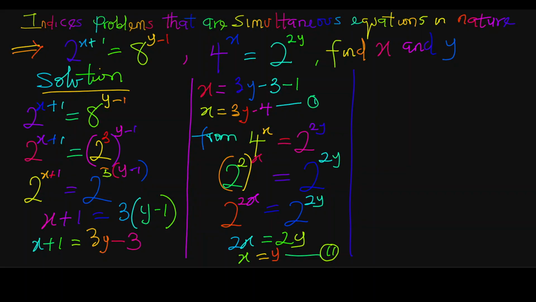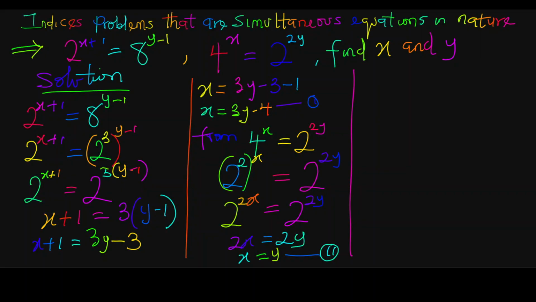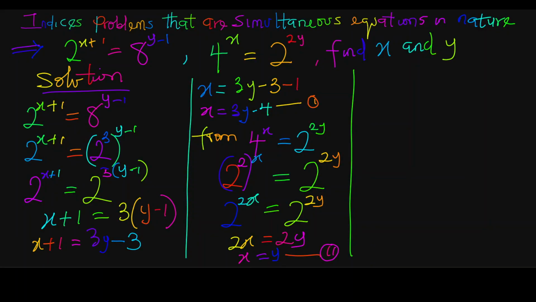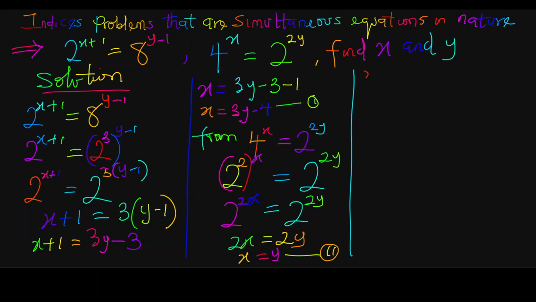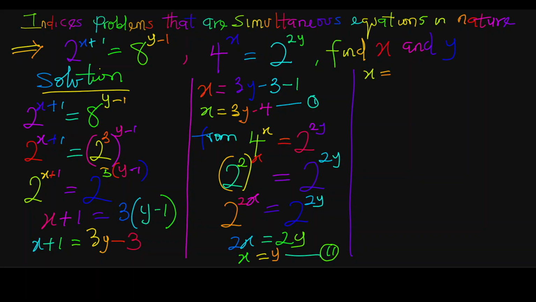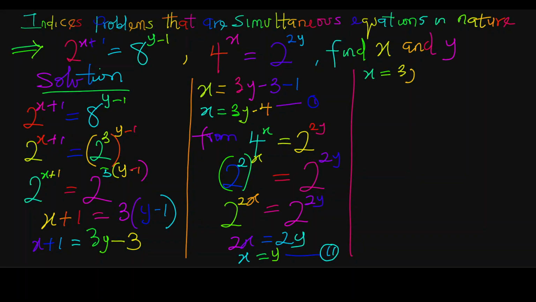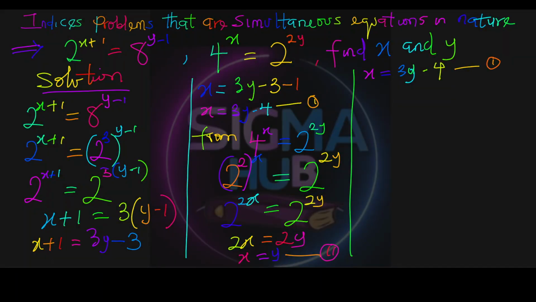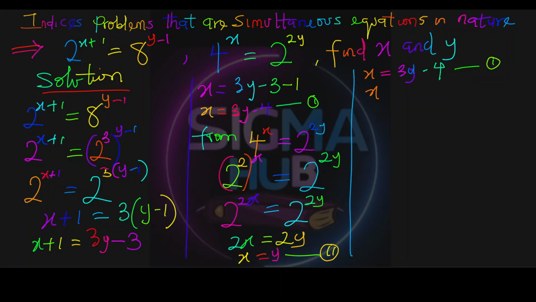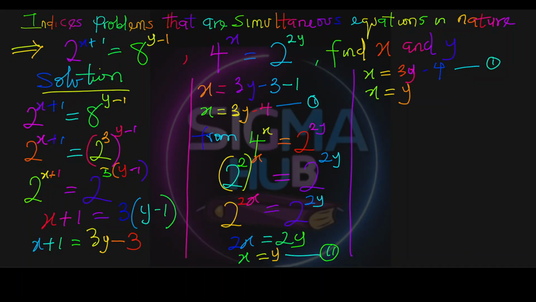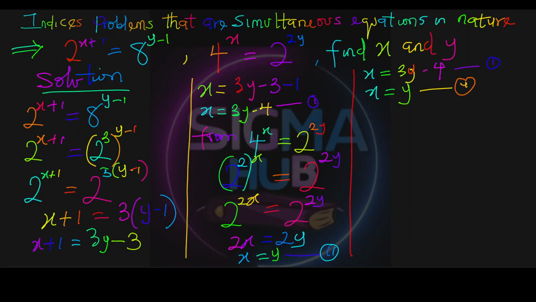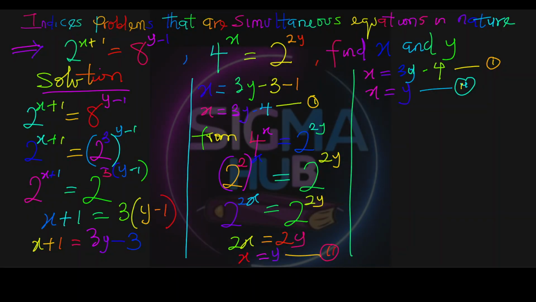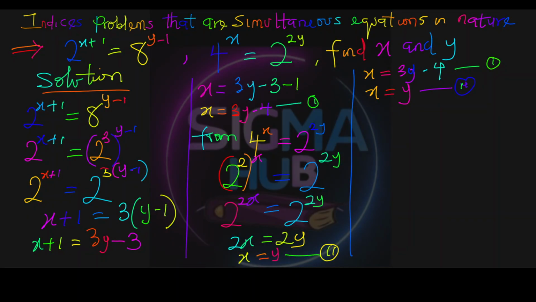So I have equation 1 and I have equation 2. So x is 3y minus 4 in equation 1. Okay? x is 3y minus 4. That's equation 1. And at the same time, x is what? Is y, equation 2. So I can equate both equation 1 and 2 together since both of them are x. So that means they are the same.